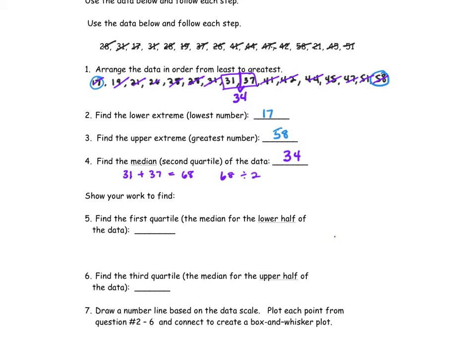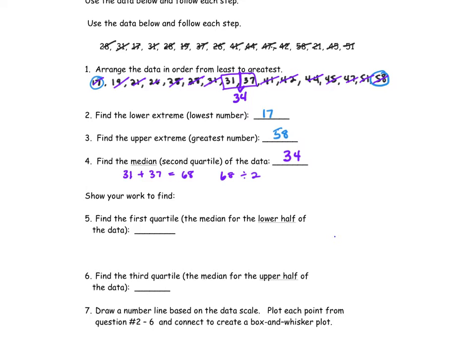So now the next direction says find the first quartile, the median of the lower half of the data. So I have these numbers to work with. I have 17, 19, 21, 26. That's 4 numbers, 28, 28, 31, and 31 again. So we have 8 numbers here to work with because 34 splits the data in half.